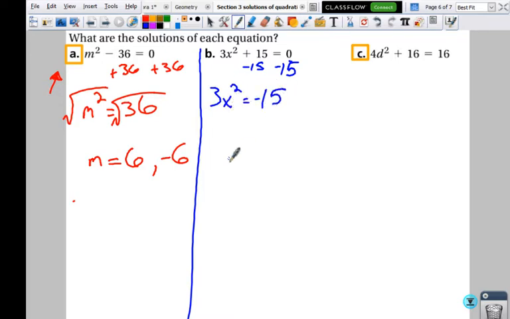Ashlyn, what do we need to do next? There you go. Are we going to divide by 3 or are we going to square root it? No, divide. Divide by 3. We're going to divide by 3 on both sides, and we're going to get x squared equals negative 5.